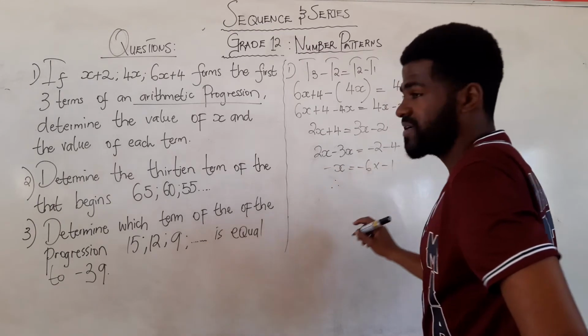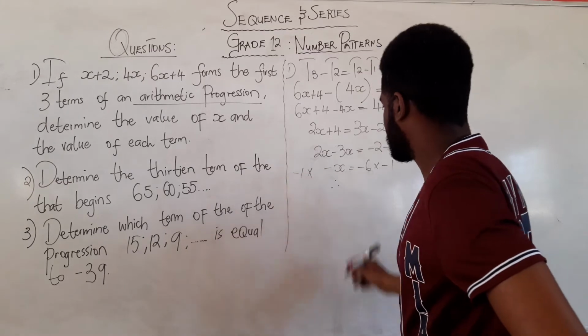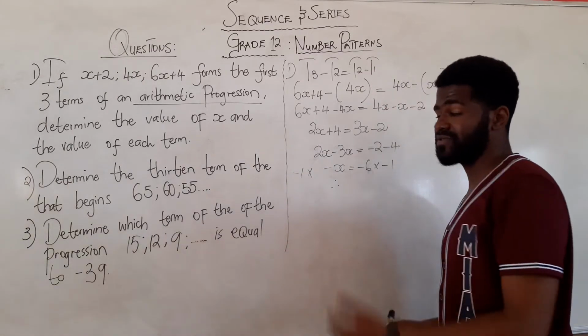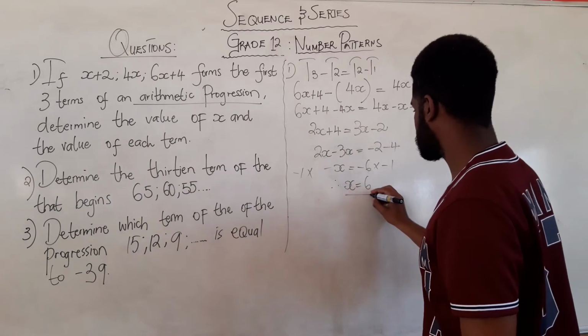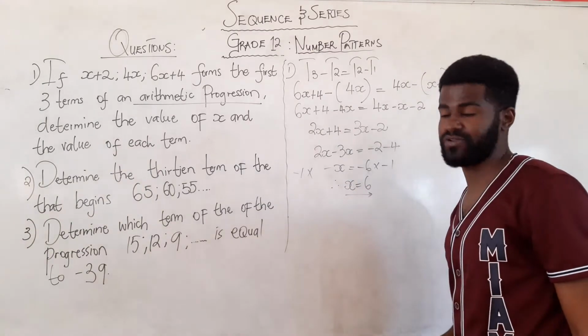Multiply both sides by negative 1. What you do on the right hand side, you also apply on your left hand side. Therefore, our x is equal to positive 6. I hope you guys understand.